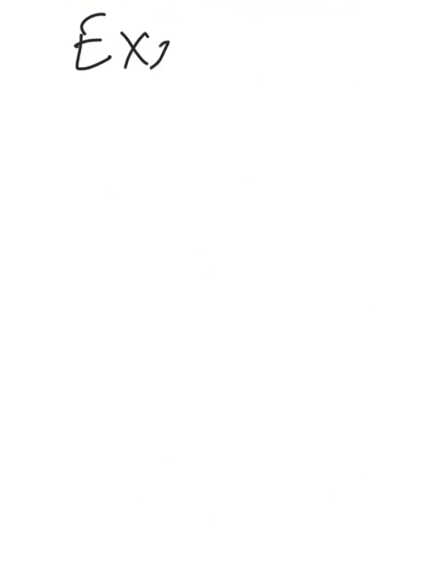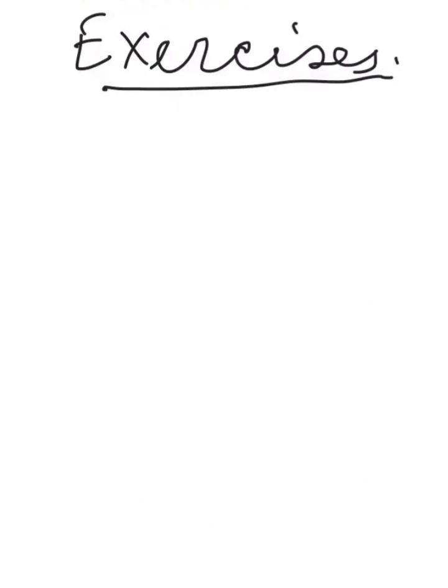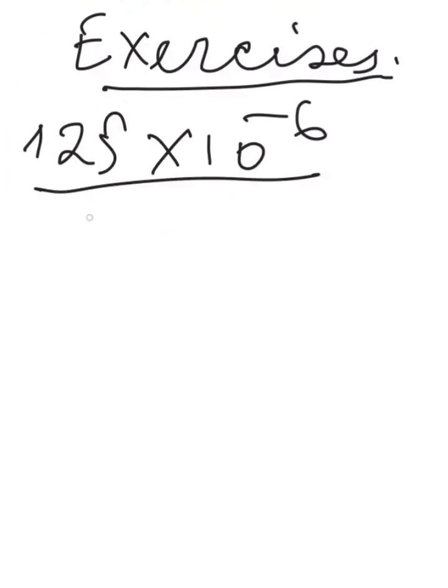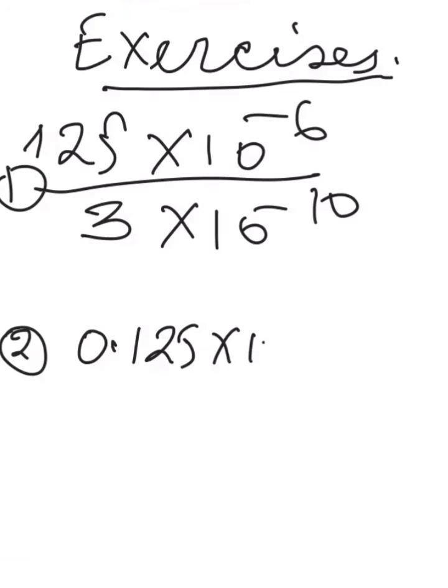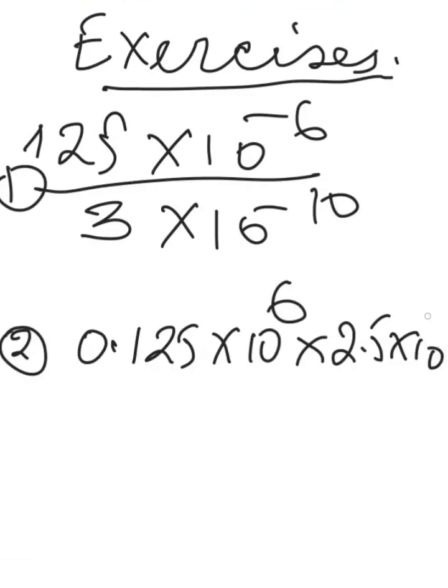To end, I give you these exercises. 125 times 10 to the negative 6 divided by 3 times 10 to the negative 10. That's the first one. The second one, 0.125 times 10 to the 6th times 2.5 times 10 to the negative 7.